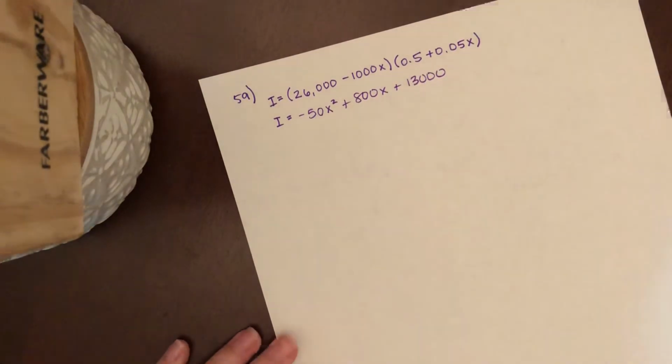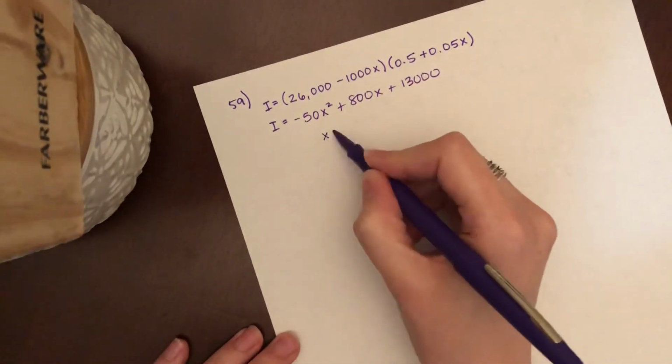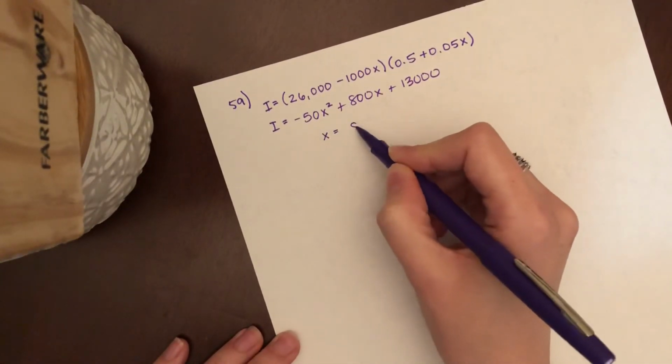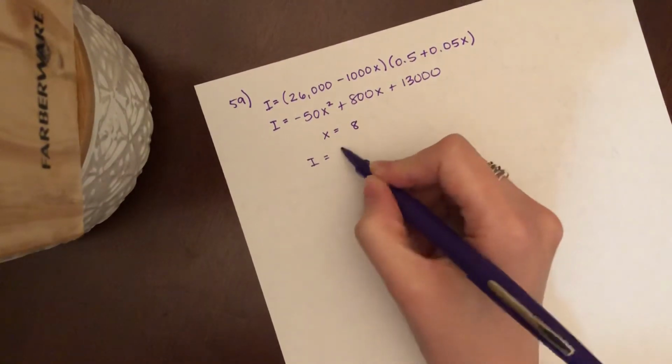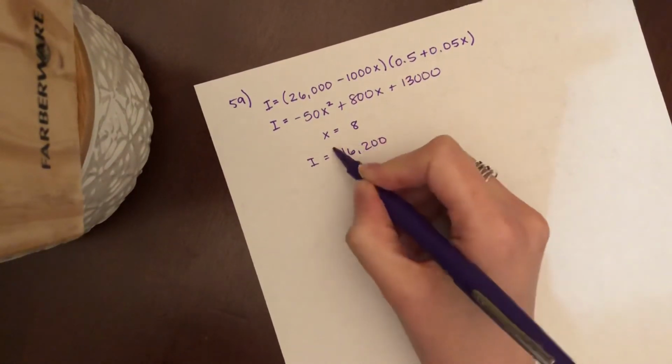Okay, multiply it out, standard form. If we found our x coordinate, we would get positive 8. So this is saying they could get a maximum income if they increase the price 8 times. That income would be 16,200.